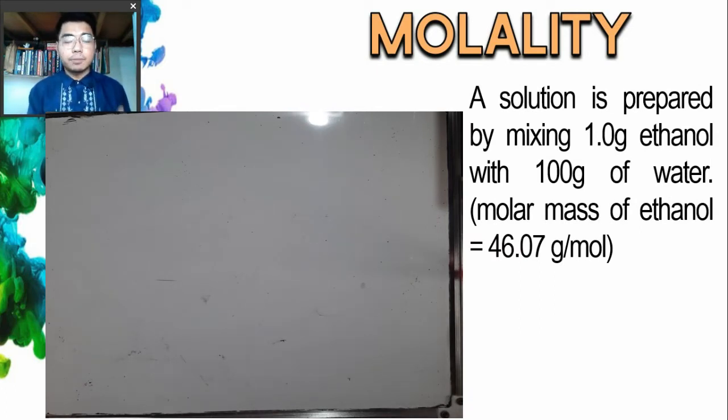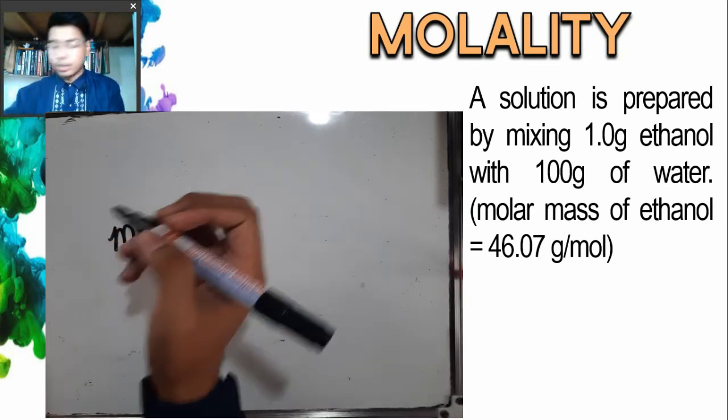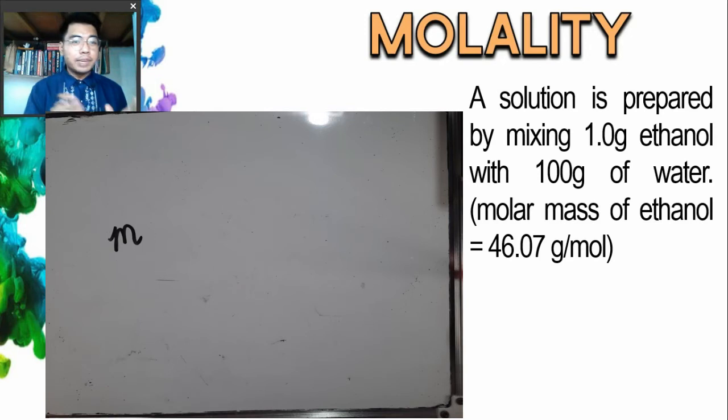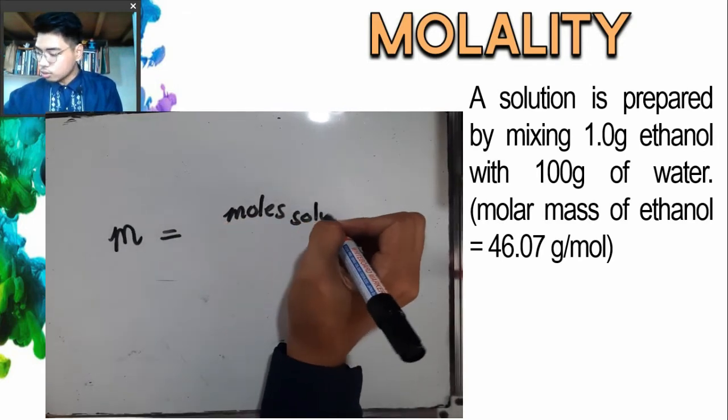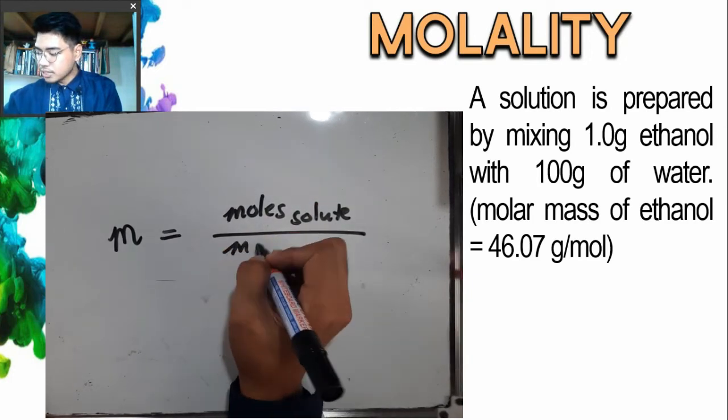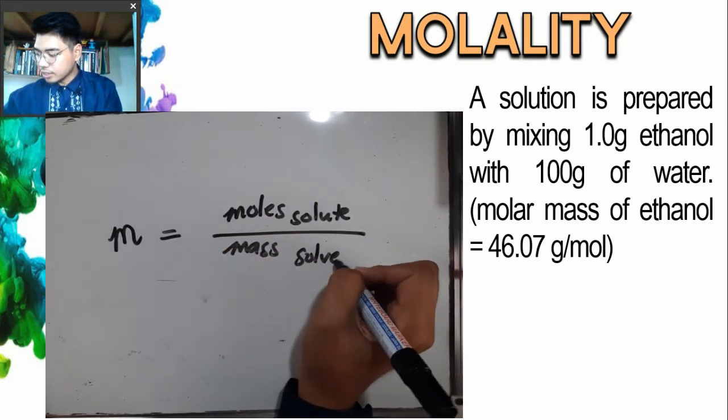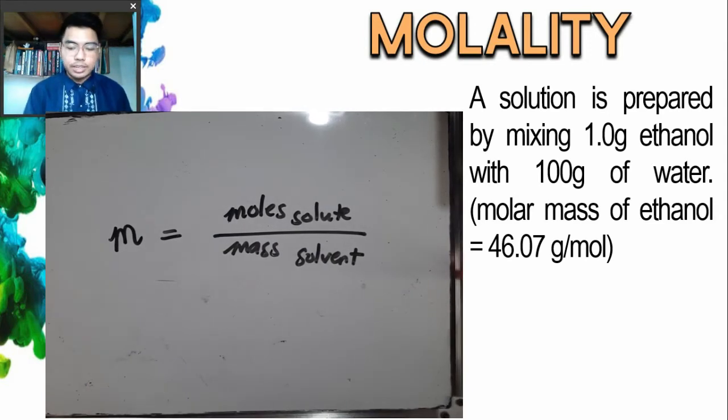If molarity is represented by capital letter M, in the case of molality, it is represented by small letter m, or the molal concentration. Molality is defined as the number of moles of solute per kilogram of solvent, and the formula that we are going to use is the moles of the solute over the mass of the solvent. So this is the formula that we are actually going to use.